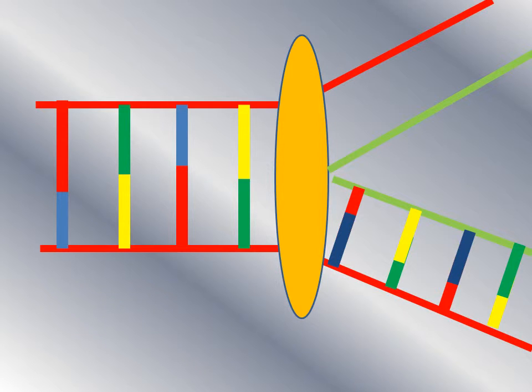Step 3. Makes the two strands in different directions. In one of the strands, the ligase comes through and connects them.